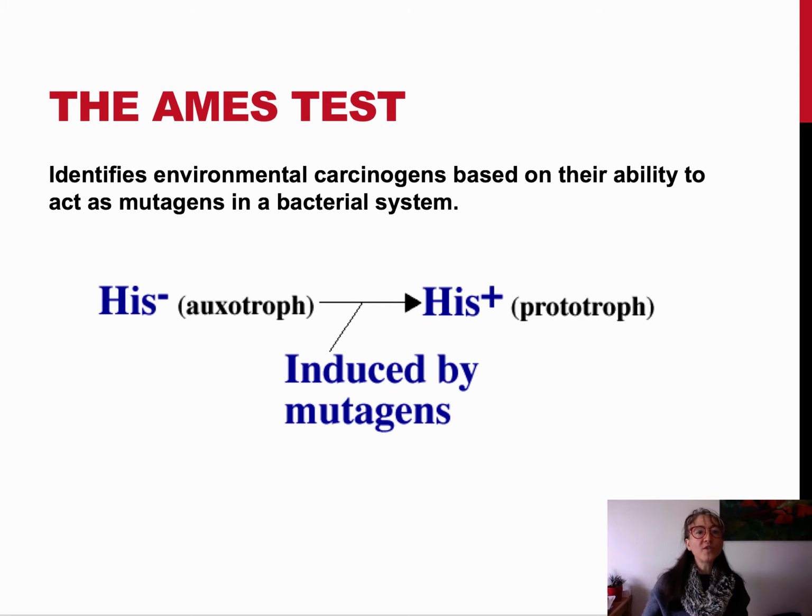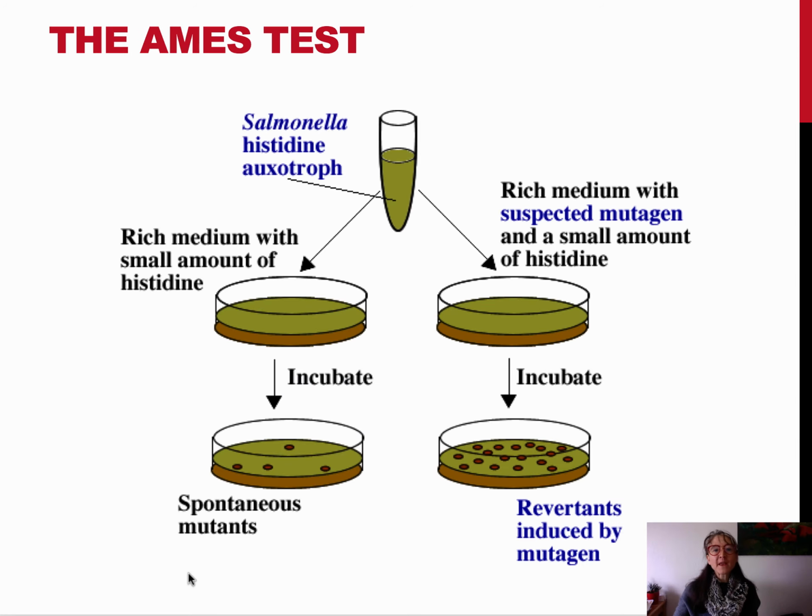So here's how the Ames test works. You begin with this histidine auxotroph of Salmonella in a test tube, and you have two media on which you will plate it. So you have a rich medium with a small amount of histidine, that's the control. And then you have a rich medium with the suspected mutagen and a small amount of histidine. So we know that this suspected mutagen, we're thinking it's going to cause reversion. It's going to cause the histidine auxotroph to become a prototroph.